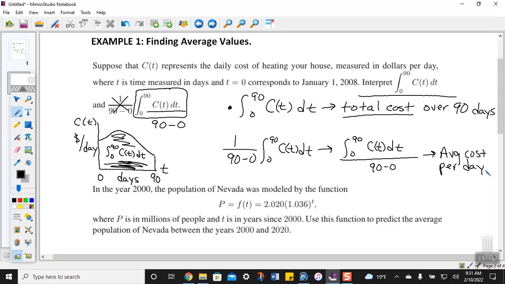Okay. Next one, finding average values. I'm going to volunteer to read that for me right there. In the year 2000, the population of Nevada was modeled by the function where P is in millions of people and T is in years. Since 2000, use this function to predict the average population of Nevada between the years 2000 and 2020.